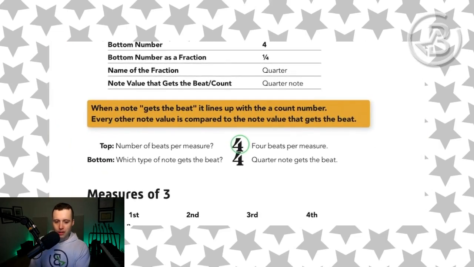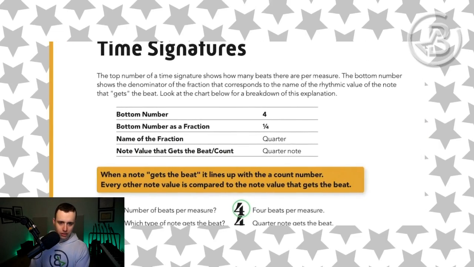The bottom number of a time signature shows the denominator of the fraction that corresponds to the name of the rhythmic value of the note that gets the beat. Whoa! Let's break that down. So the bottom number shows the denominator of the fraction that corresponds to the name of the rhythmic value of the note that gets the beat. Now, I know that's complicated, so we're going to break it down with a nice chart.